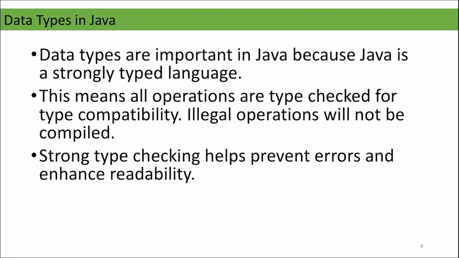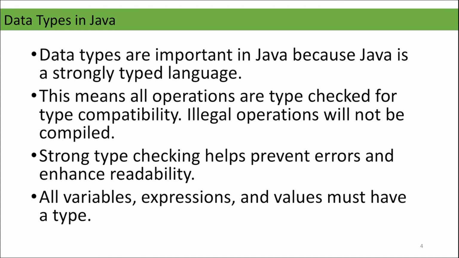So that's important, and this will help you prevent errors, syntax errors, and also logical errors where we produce the wrong answers, and also improve the readability of your code. So when you go through the code, you understand all the data types and you know how they fit together to create the solution you're looking for. So all variables, expressions or calculations, and values must have a type in Java. If you don't have a type for every one of these, then you will have an error in your code.